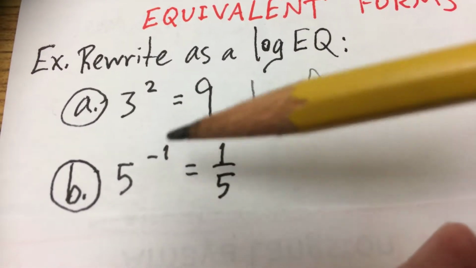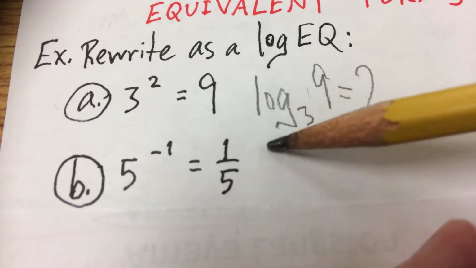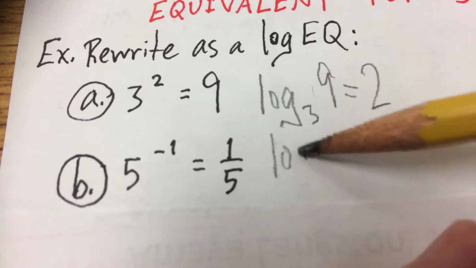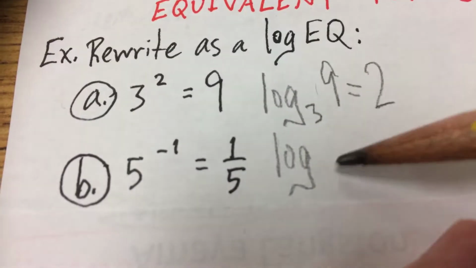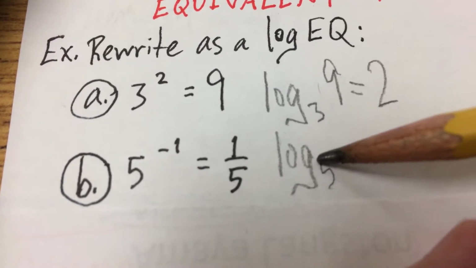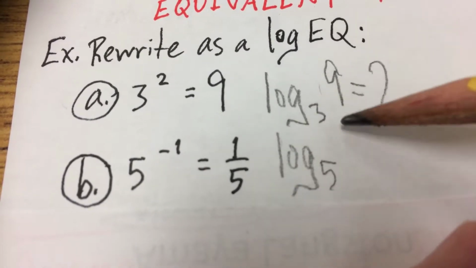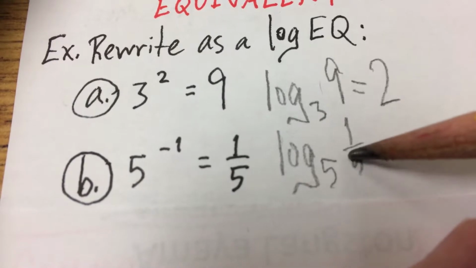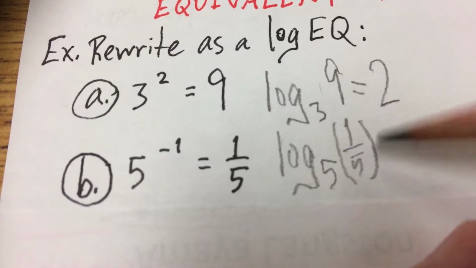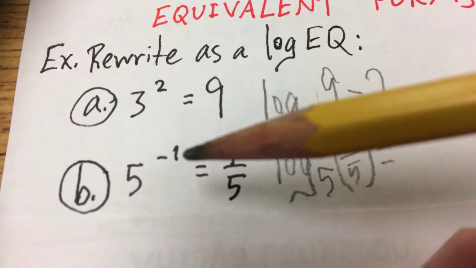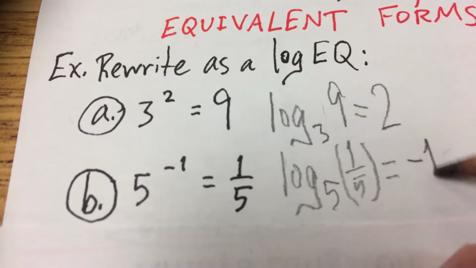Alright, then for letter B, 5 to the negative first power is equal to 1/5. So we can write again log base 5 of 1/5. Even though it's a fraction, it still just occupies that same place. Log base 5 of 1/5 equals our exponent, -1.